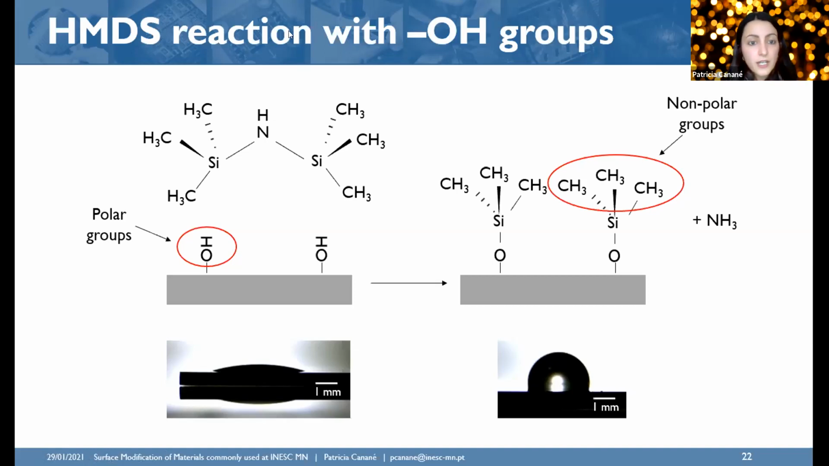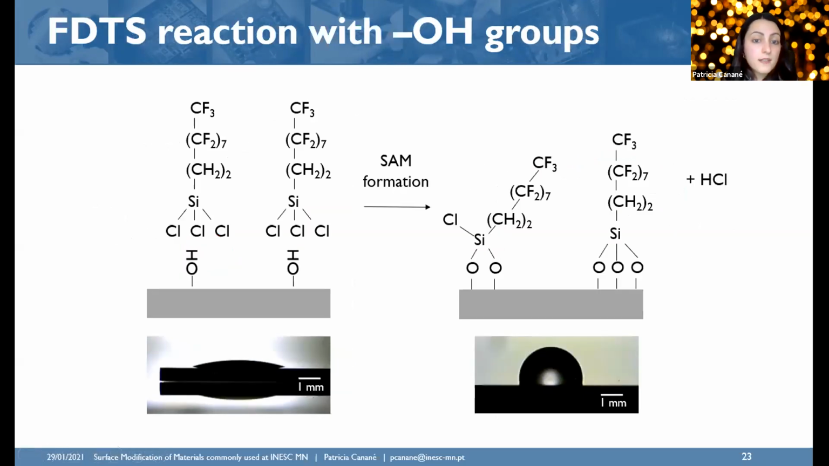As we can see here, HMDS molecules react with the oxygen present on the substrate, forming a covalent bond and leaving non-polar groups exposed at the substrate. This similar reaction occurs with FTTS, where in the end we have CF2 and CF3 groups exposed at the substrate, which have a high hydrophobic potential, as we can see here in the photographs.